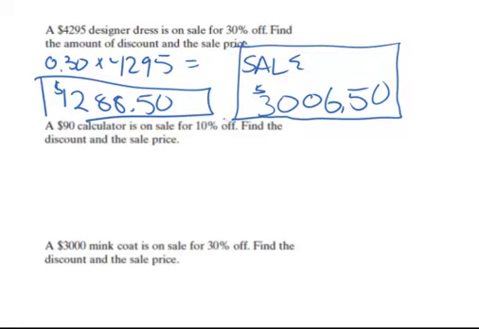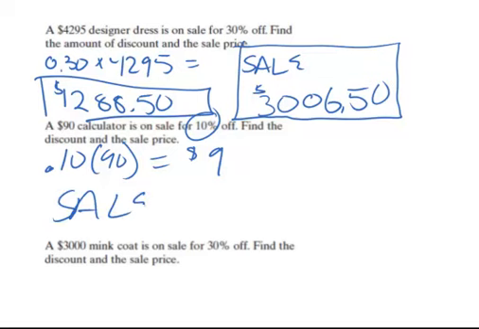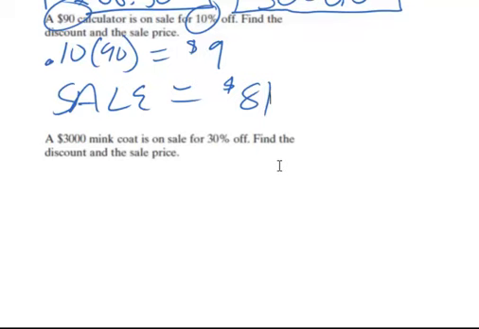Let's take a look at the next one. It says a $90 calculator is on sale for 10% off. Find the amount of the discount and the sale price. Okay, so 10% as a decimal, 0.10 times 90, we're going to save $9. So my sale price, if my calculator used to cost $90 and I'm getting a $9 discount, I now only have to pay $81.